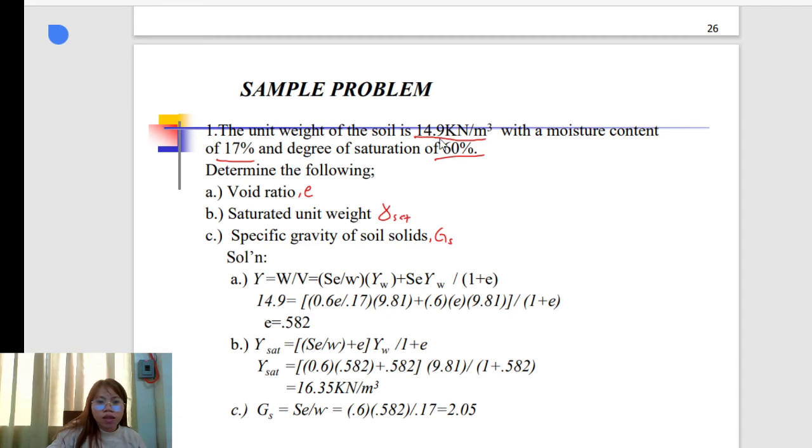Yes, we are given the unit weight of soil, this is the moist unit weight, 14.9 kilonewton per meter cube. And we are required to determine the void ratio. We have the moisture content equal to 17%, and the degree of saturation equal to 60%.